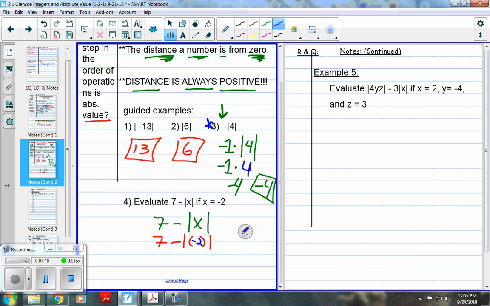Now, again, this is an order of operations problem. There's nothing to do inside those grouping symbols around the negative 2, so we move out to the other grouping symbols. We're working from the inside to the outside. So now we have the absolute value of negative 2 is 2. Everything else comes straight down. Now we're doing 7 take away 2, and 7 take away 2 is the number 5. So our answer to this problem is 5.